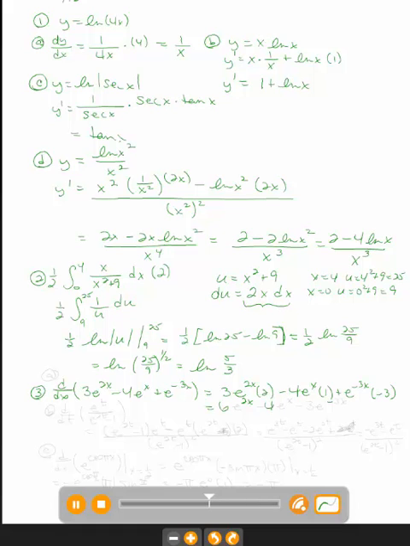If we clean this mess up, we have this. And that's it. It's stuck that way. That's the best you can do with that one.